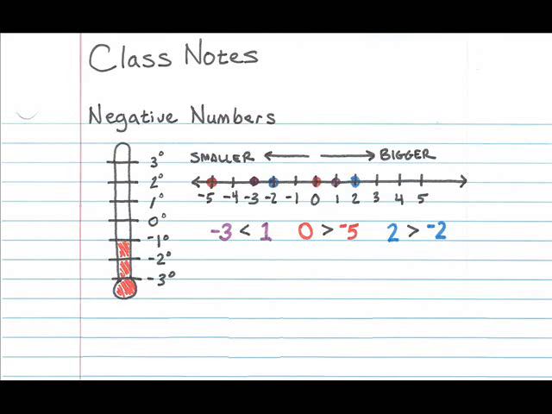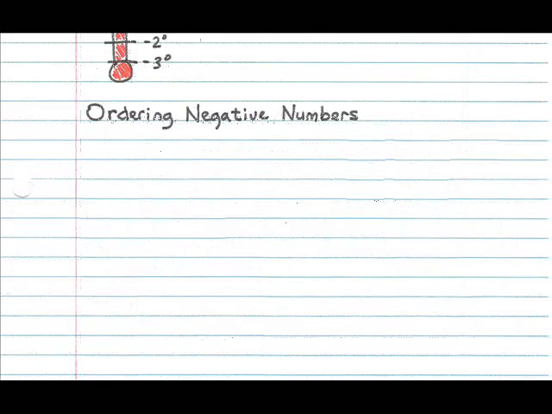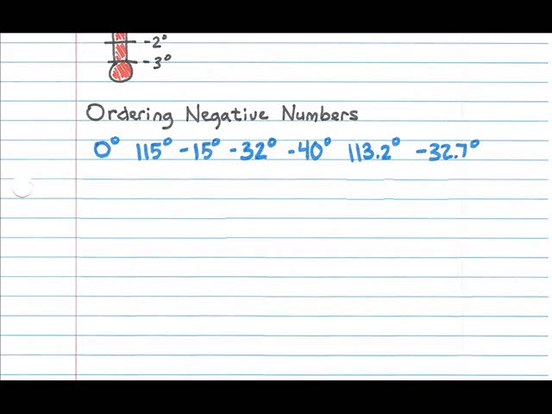Let's do one practice exercise. So just below your thermometer, go ahead and write ordering negative numbers. And we're going to scooch our paper up and have an example. Okay. Write these numbers down. 0 degrees, 115 degrees, negative 15 degrees, negative 32 degrees, negative 40 degrees, 113 and 2/10 degrees, and negative 32 and 7/10 degrees.